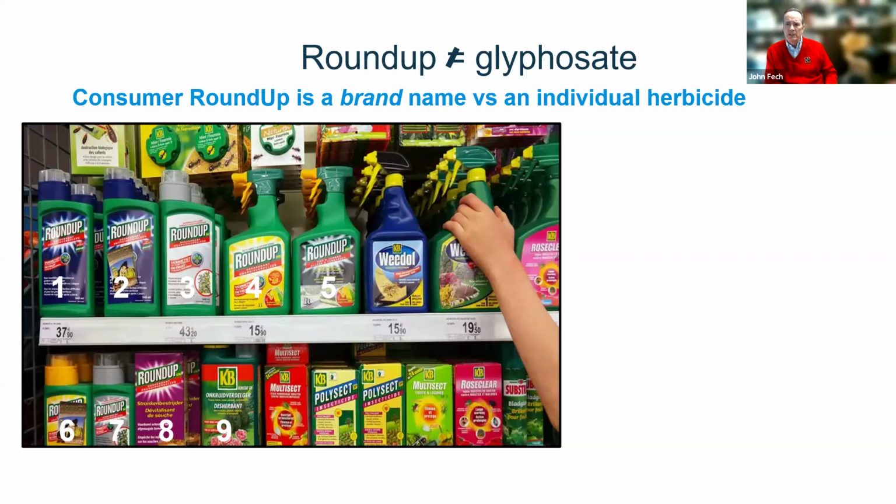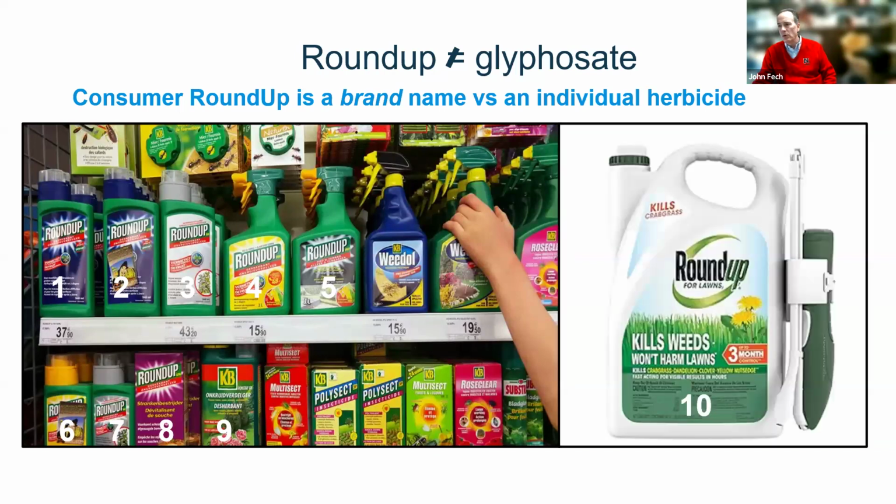So Roundup is not necessarily glyphosate. It could be, but it could also be something that contains other herbicidal ingredients. It's just good to have that recognition up front, whereas most people would understand that Roundup is something that kills grass and a variety of other plants and doesn't really discriminate, but it's not necessarily the same. That Roundup brand name has been sold.